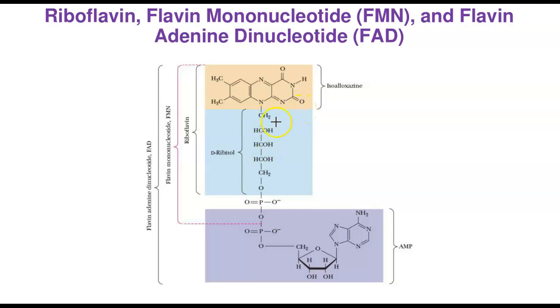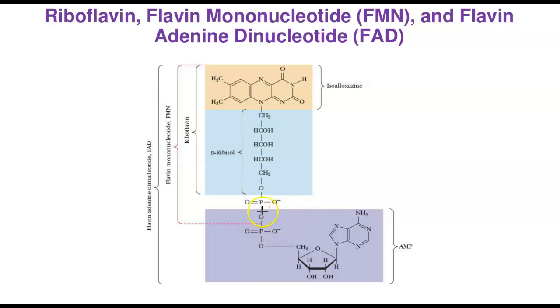Now, the ribitol is connected to a phosphate. If you stop at this point, this is what you call your riboflavin, as in vitamin riboflavin. Now, if you connect through a phosphate group to adenine, with only one phosphate group here, it is going to be flavin mononucleotide, because it only has one phosphate.